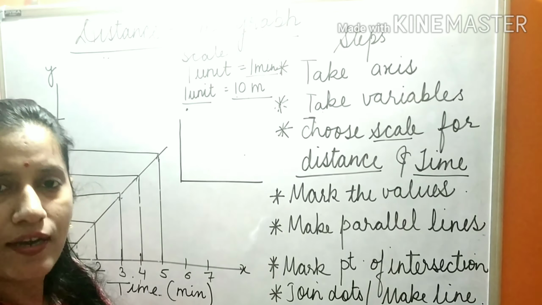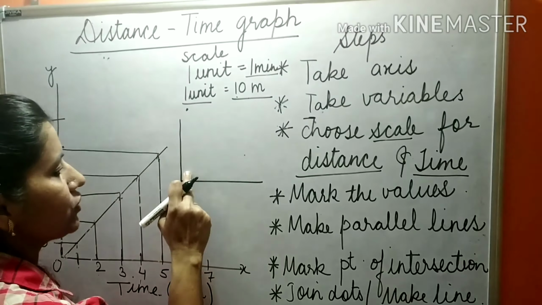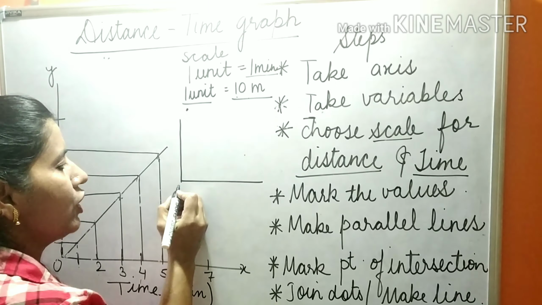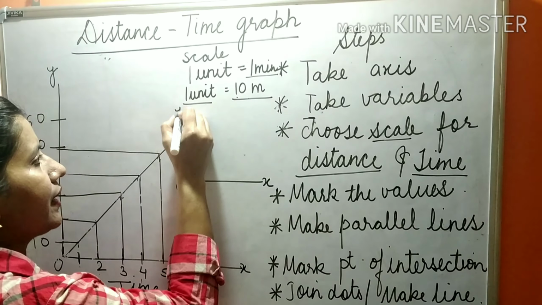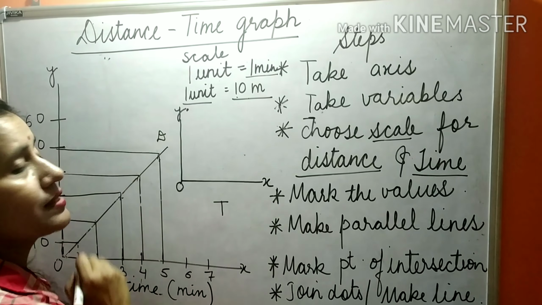Let's check. Did you understand? No? Let's revise once again. Quick revision. Now, first of all, you will make a 90 degree angle. We made the angle. We'll call the point of intersection O. One we take as the x axis, the other as the y axis. Here we put time t, here we put distance d.